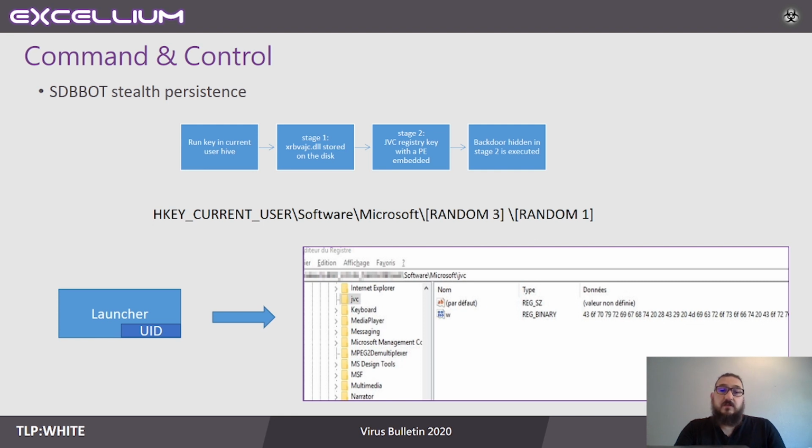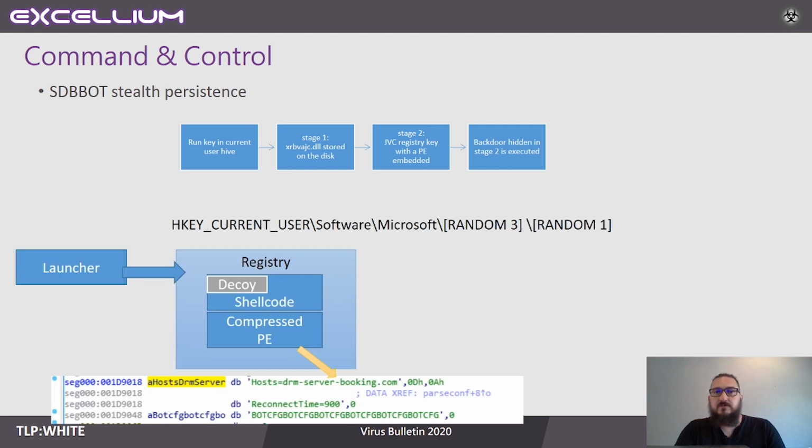When the launcher is launched, of course, the UID gives it the link to the registry path where the SDB bot is. Here you can find a decoy value at the beginning of the registry value, and then you have the launcher. So for the SDB bot, first you have the decoy string, then a shellcode, and a compressed executable. The shellcode decompresses the executable in memory and launches it.